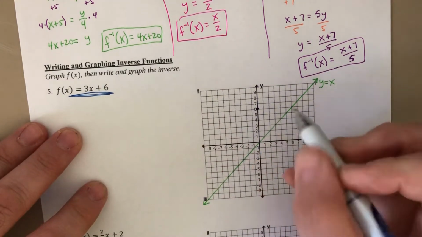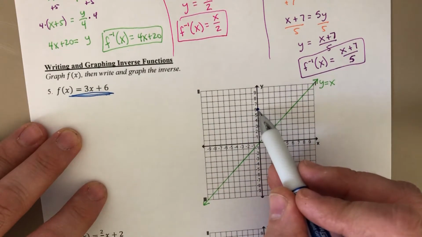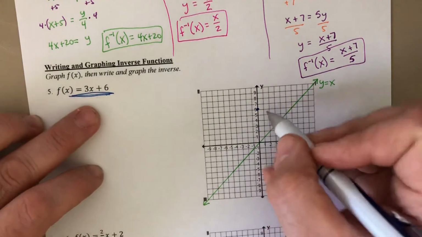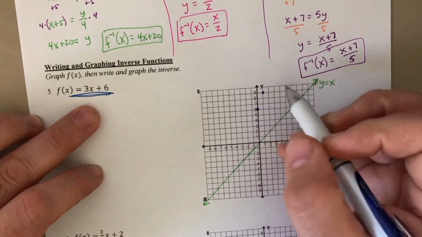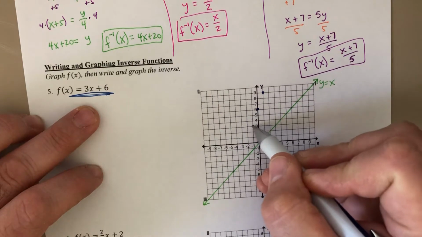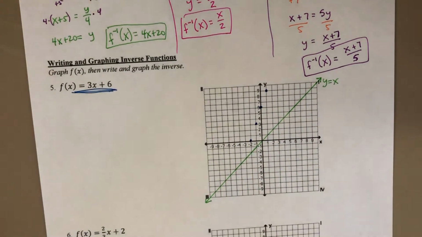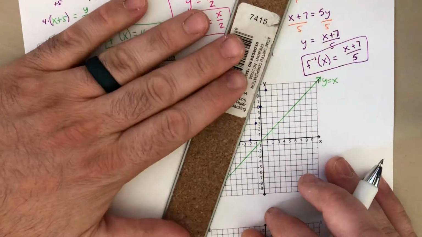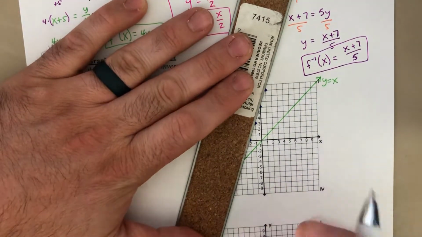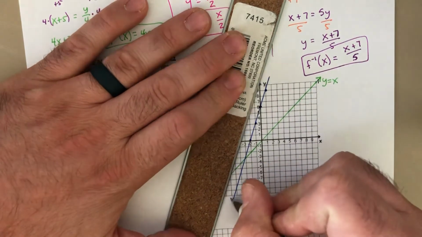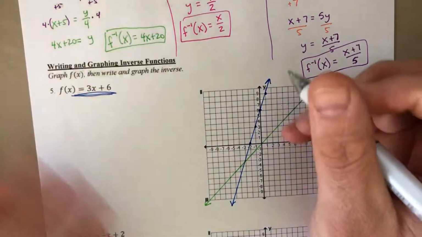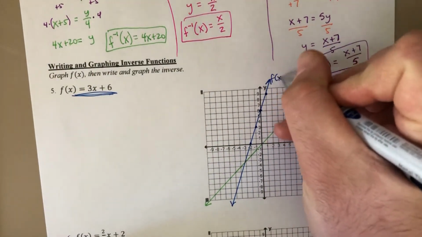Remember, where you cross the y-axis is your y-intercept. And slope of 3, so up 3 over 1. Or I could go down 3 and back 1. That'll still keep me in the positive direction. And after getting a few points, go ahead and use a nice ruler to make it look real good. There is our f of x graph.